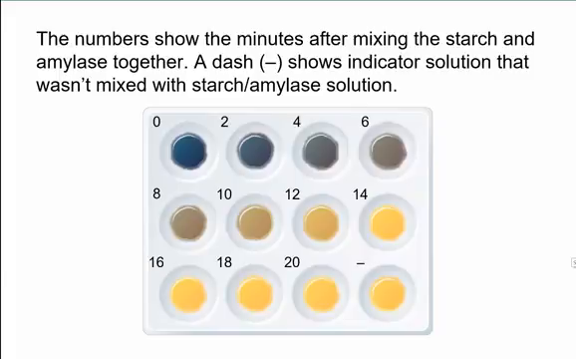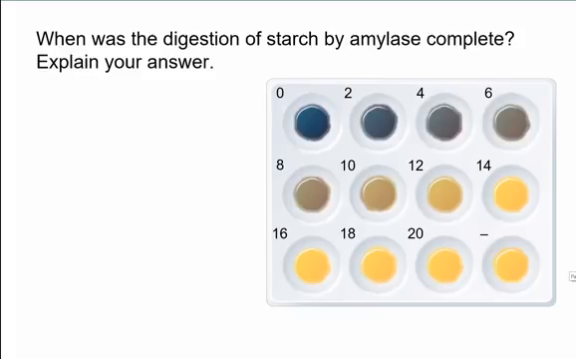So now we can see the results of this experiment. This was at the very start of the experiment, so time 0, and then at 2 minutes a little drop of the starch amylase mixture was taken out and placed in the iodine, and you can see this was done every 2 minutes. So another GCSE question: when was the digestion of starch by amylase complete? Explain your answer.